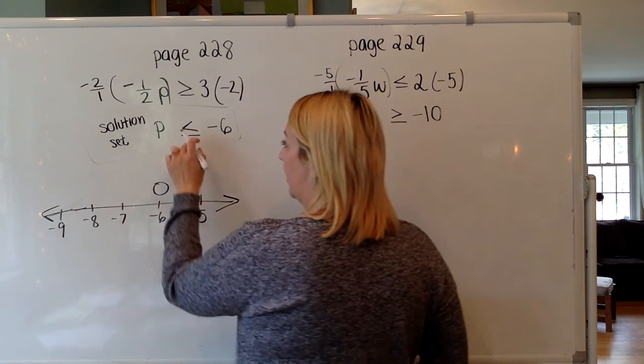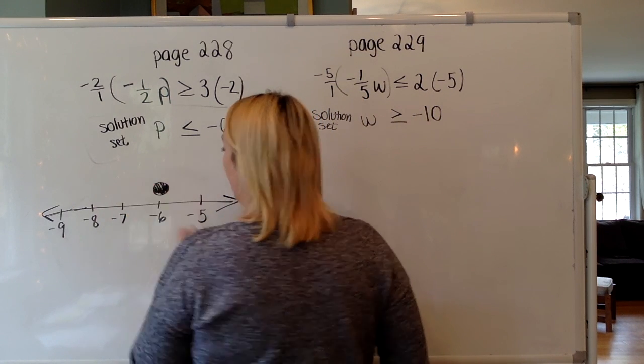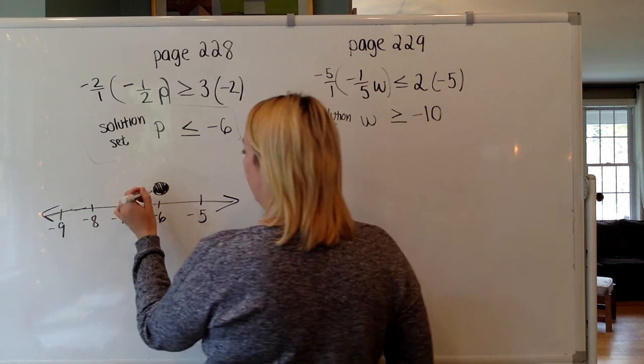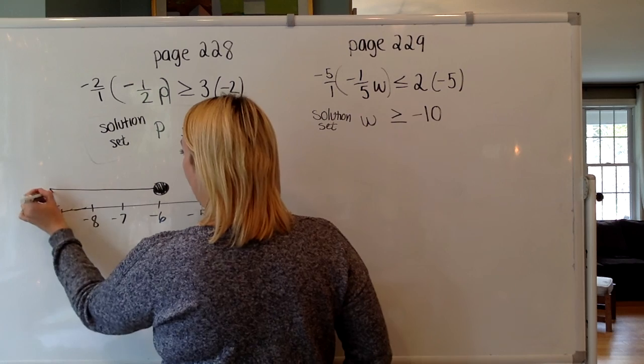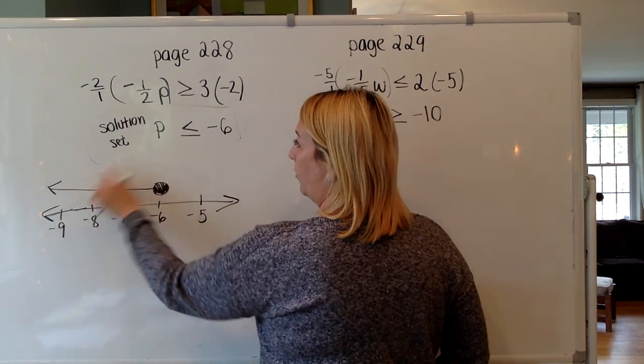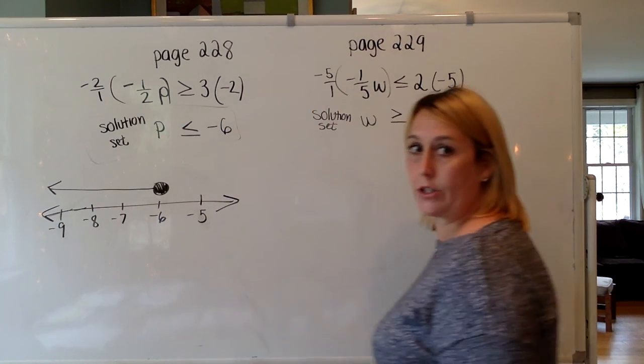Remember, it's less than or equal to, so we're going to fill in our dot there. And P is less than or equal to negative 6. So the less than direction is this way. And again, our trick works with the pointer. The back of our alligator is pointing in the direction of that line.